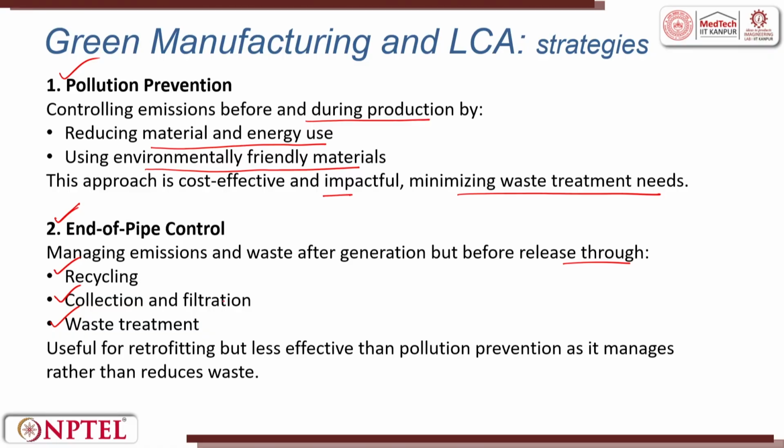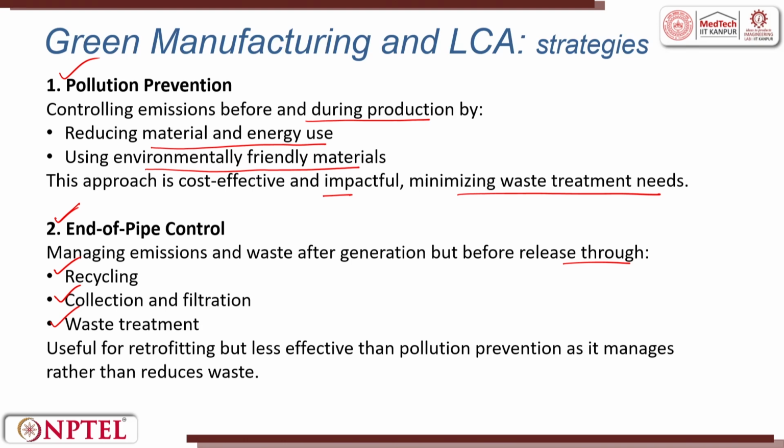Now collection and filtration. For example, I am talking about a big product, a car. When it is dismantled completely after the use phase, the nuts and bolts and the metal materials, aluminium, SS, all different components are segregated. That is collection and filtration. Then waste treatment: material that cannot be used at all, that is going into disposal, that is waste treatment. This is useful for retrofitting but less effective than the pollution prevention method, as it manages rather than reduces waste.